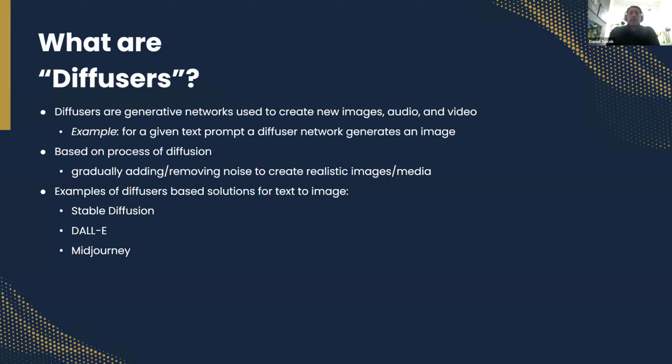The diffusion architecture is based on essentially gradually adding and removing noise to create realistic images. I'll cover just a little bit more under the hood, because I think it's important to set the stage and also to understand some control we can have on the model itself, which could be used for optimization purposes as well.